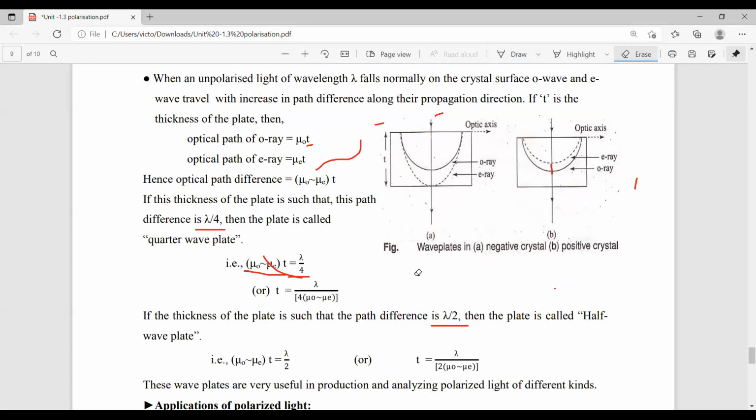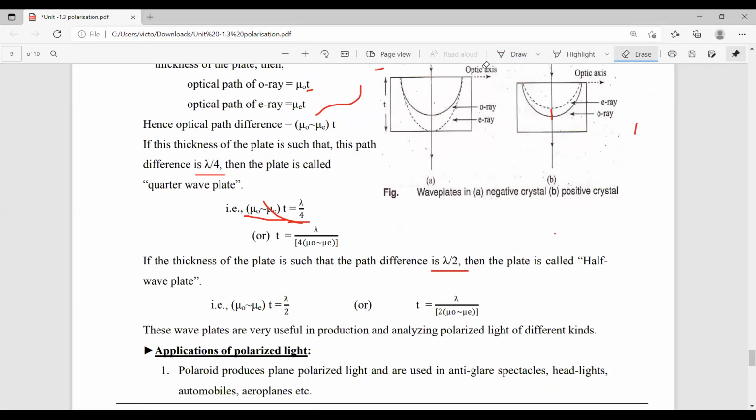So the same as whatever we discussed in the quarter wave plate, the path difference is equivalent to lambda by 4. So T is equal to lambda by 4 into mu naught minus mu E. Similarly, if it is a half wave plate, as we already discussed, light travels only lambda by 2 length. That means only this is the lambda by 2. If it is the complete wave, this is the complete wave.